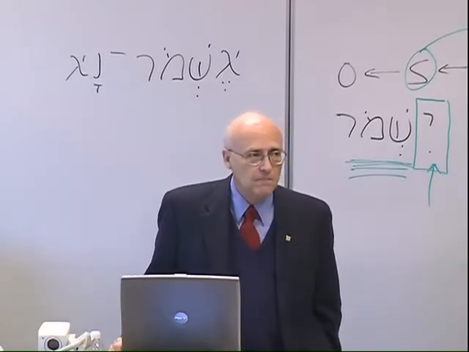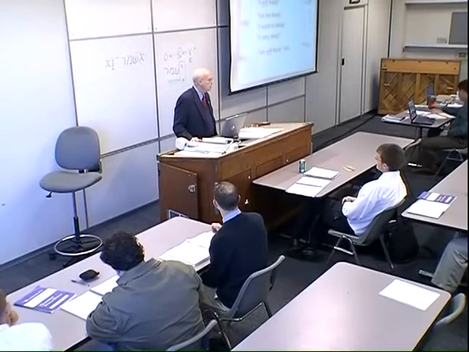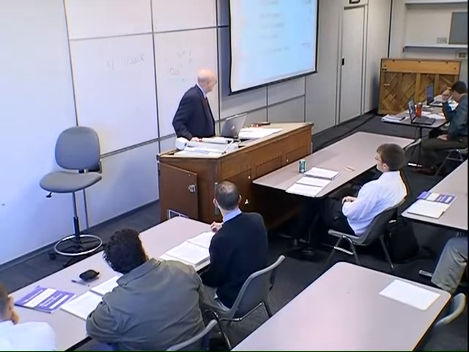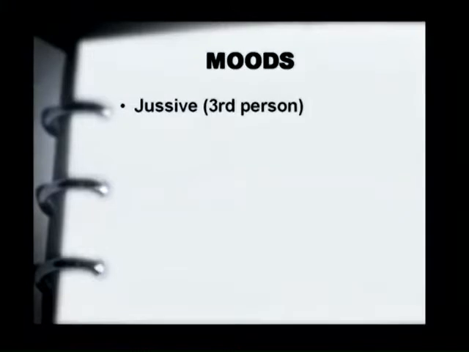Everyone understand this? The cohortative has to do with first person only. First person only. It can be singular, it can be plural. Now, let's move to the third person. The third person is what we call jussive. That's what we learned in the Greek as subjunctive. Subjunctive. In the Hebrew, we just call it jussive. They are exactly the same. Subjunctive or jussive are identical. It's the same meaning. All right?